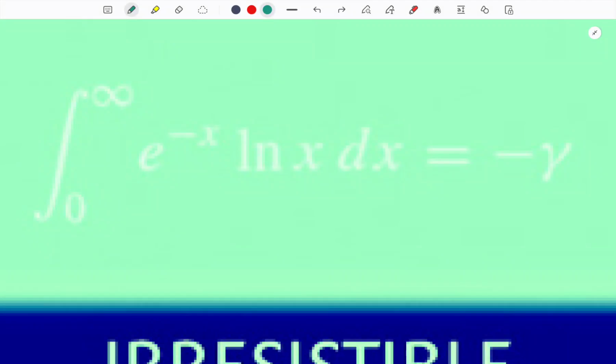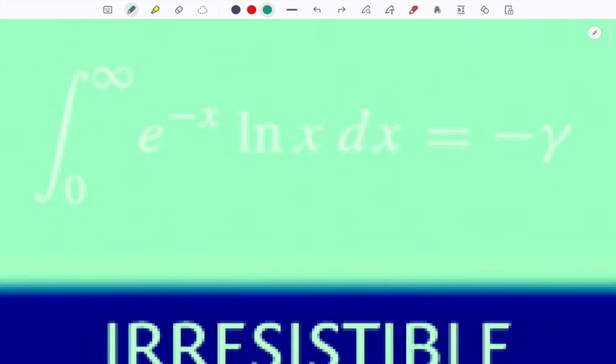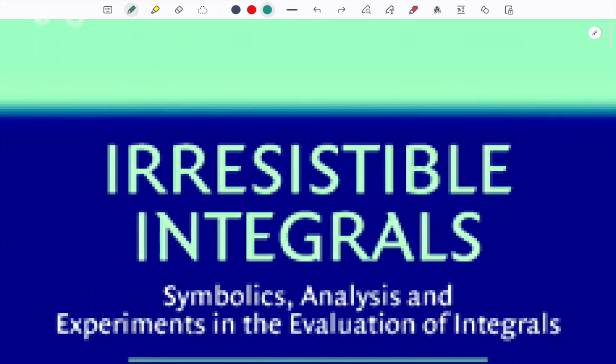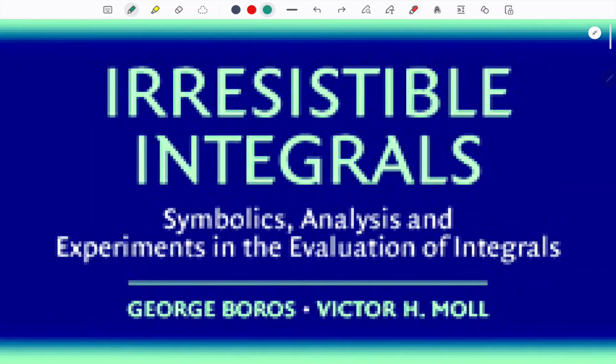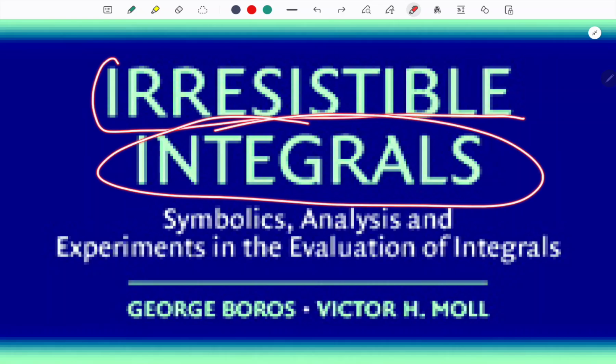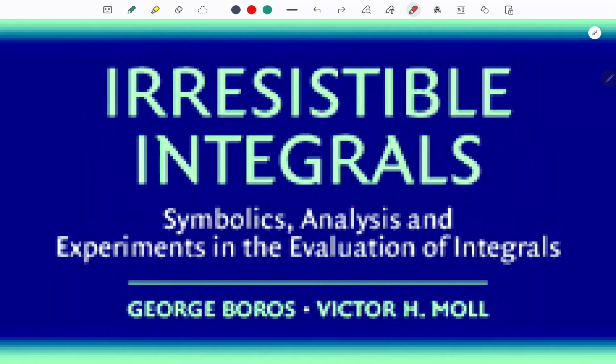Okay, so today I'm having a great book with me on my tablet, and I hope you can see that this is Irresistible Integrals. We are going to have a look at how this book is and what's inside it. And I personally find this book gives a deep understanding of integrals.